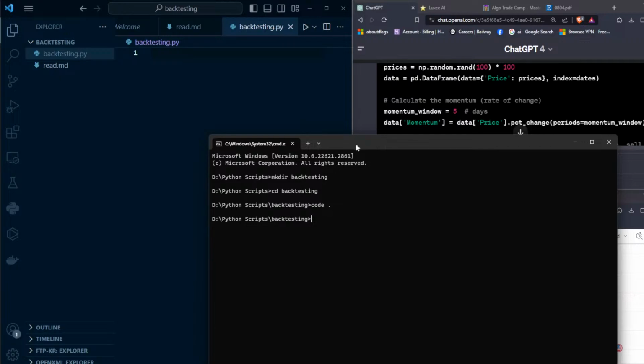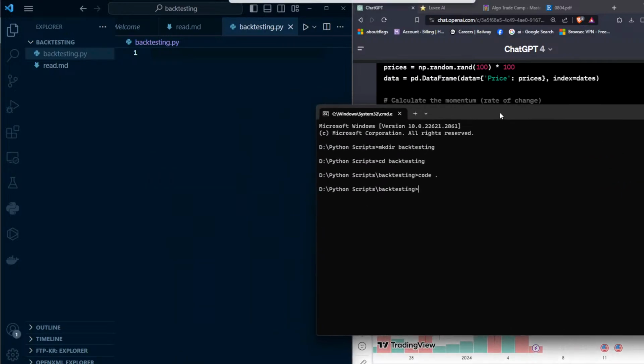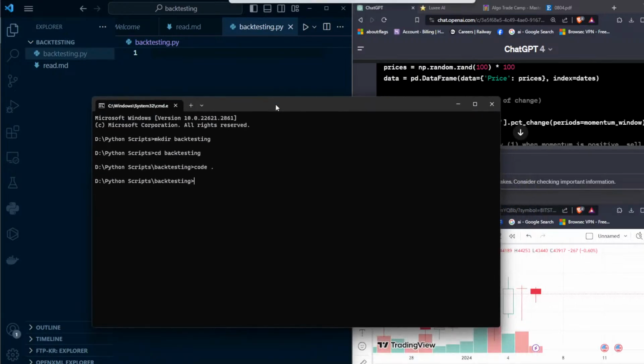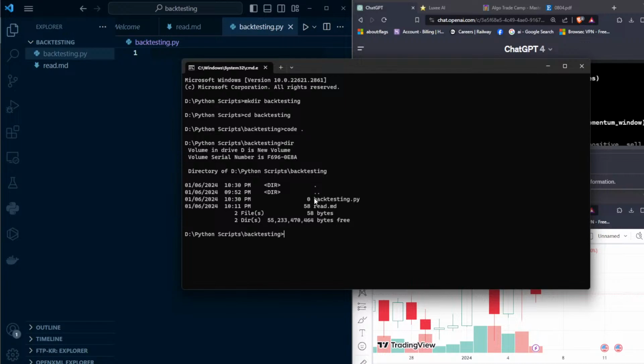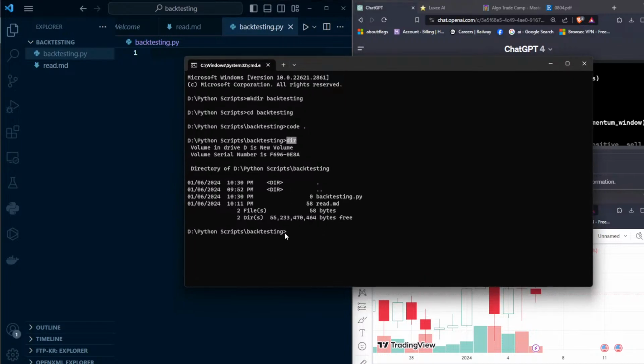Okay, so this is the CMD of your directory here. So I could say dir. You'll see that I'm coding at this file. Dir is used to list out the directories that you have in your current parent directory, right?